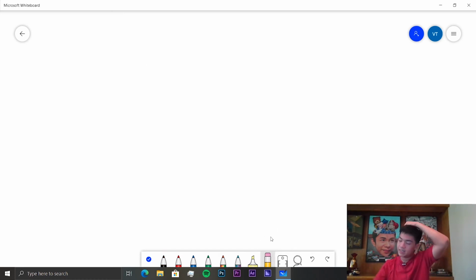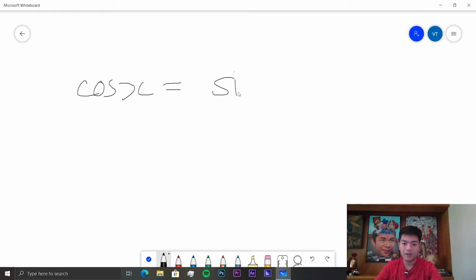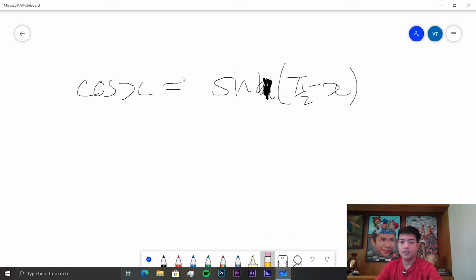So I guess it's handy to think about it as the cosine value is equal to something like cosine x is equal to sine of pi over 2 minus x. This is something that holds true. And that's, yeah, because of phase shift again.